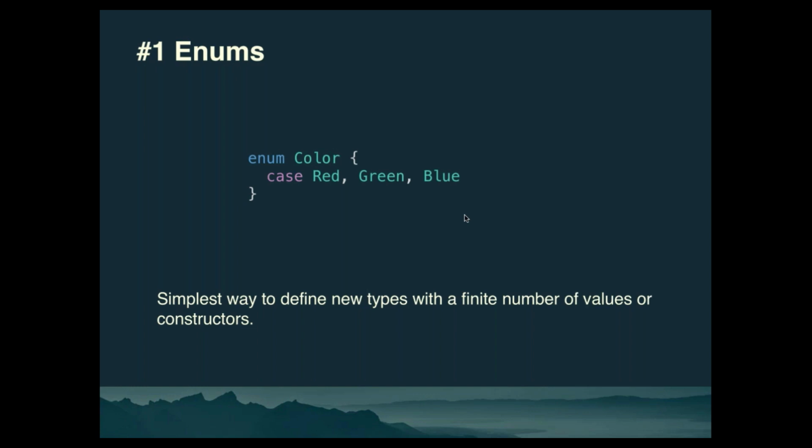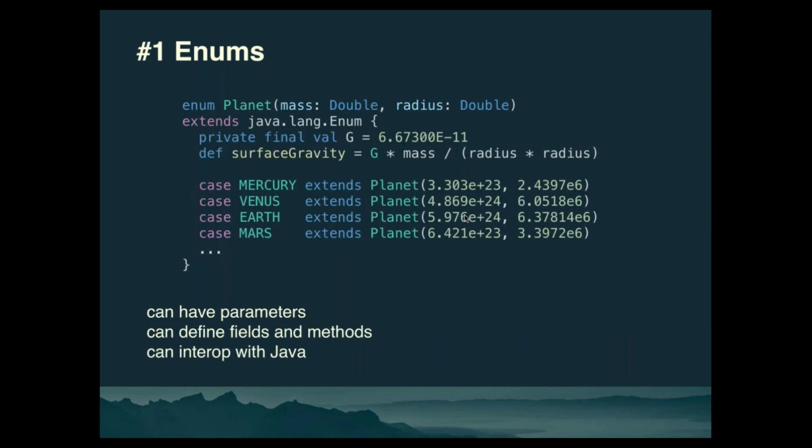That's the simplest case of enums, but you can actually make them quite a lot more powerful if you want to. So here's an enum that's essentially on feature parity with Java enums. You write Planet, and in this enum, the enums can actually have parameters, and the cases can essentially define specific values for these parameters.